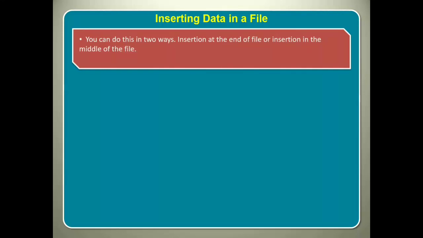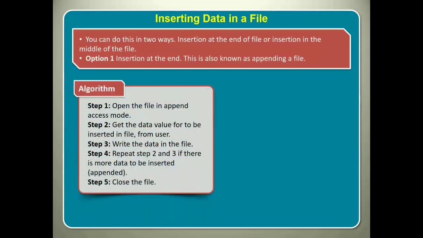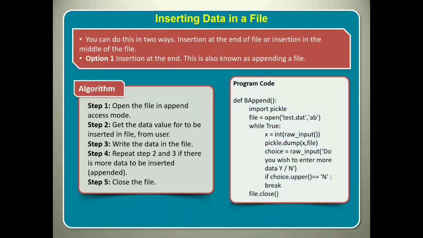Now let us insert data in a file. You can do this in two ways: insertion at the end of the file or insertion in the middle of the file. Let us look at both the options in detail. Option 1. Insertion at the end. This is also known as appending to a file. Here is an algorithm to insert the data at the end. Program code for appending data in a binary file looks like this.